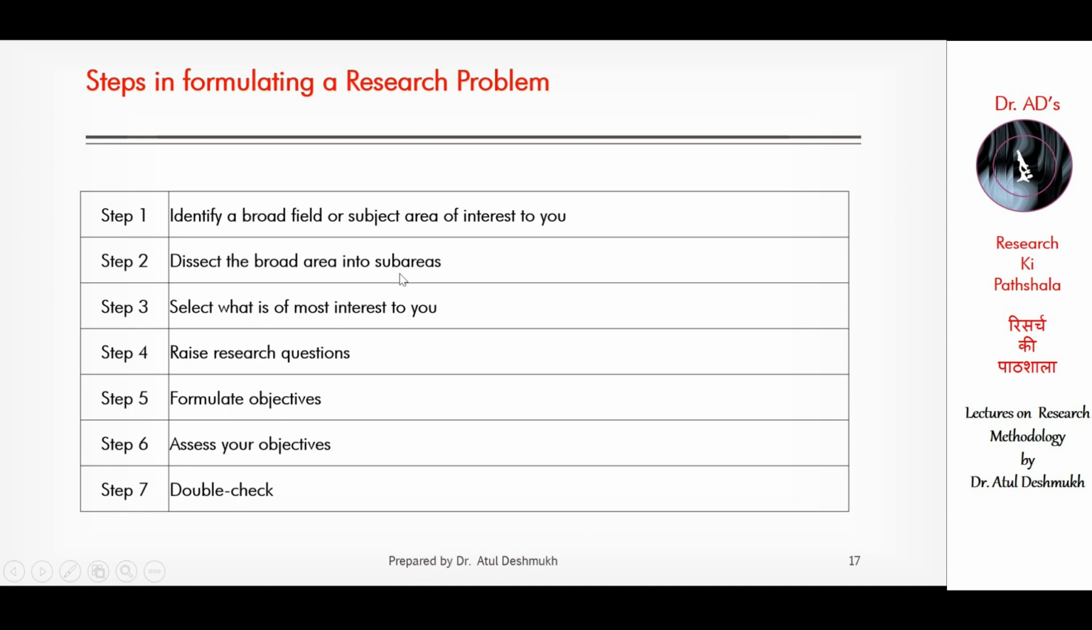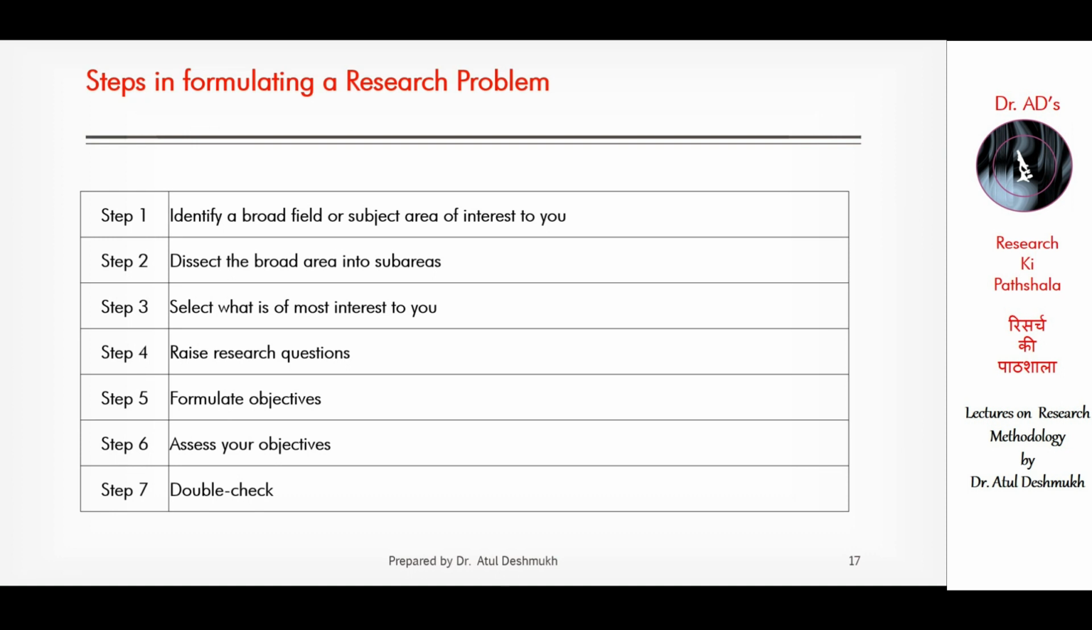Sub areas means what? Electric vehicles will help to reduce air pollutants, but there are different types of air pollutants which are emitted by these vehicles. These are PM 2.5 particles, PM 10 particles, CO2, NO2. All these are air pollutants emitted by petrol and diesel vehicles. And among vehicles also there are different types: petrol vehicles, diesel vehicles, CNG vehicles, electric vehicles, hydrogen vehicles, solar vehicles.